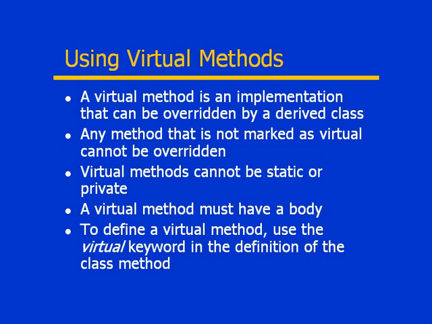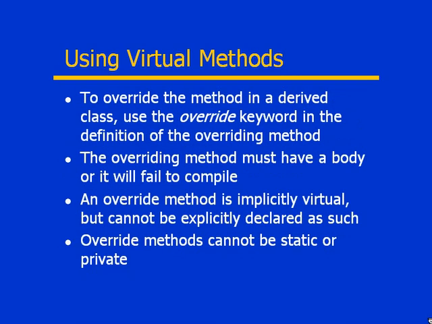To define the virtual method, it's pretty simple. We simply use the virtual keyword in the definition of that class method. So just simply throwing that virtual keyword in there is a little sign that that method can be overridden in the derived class.